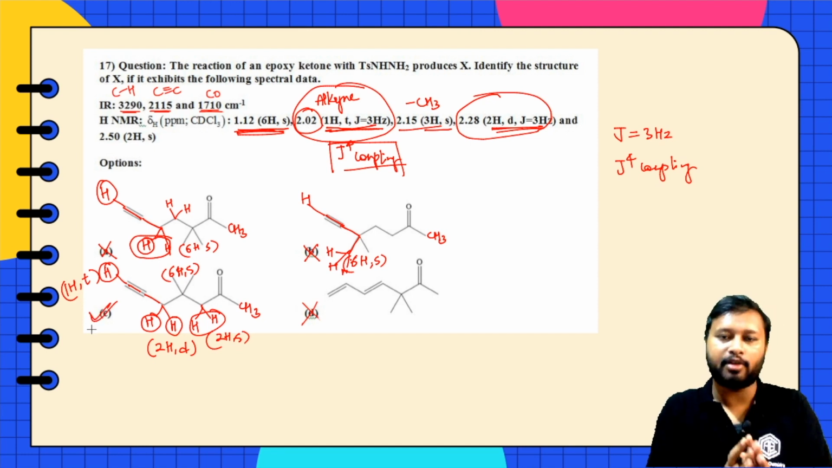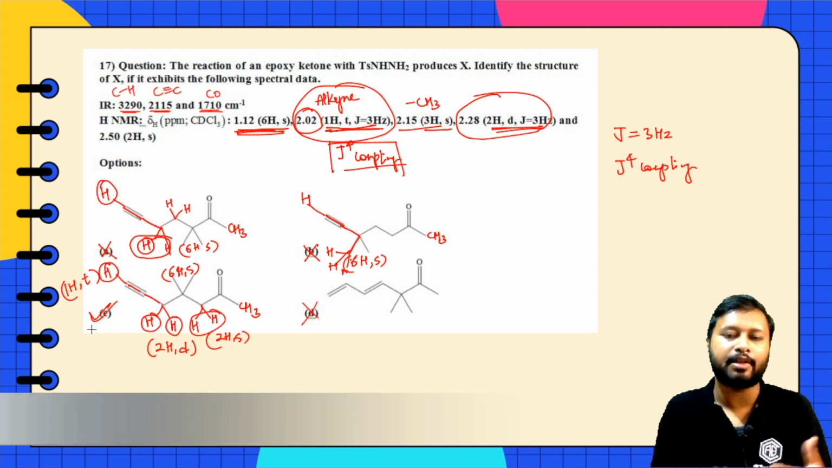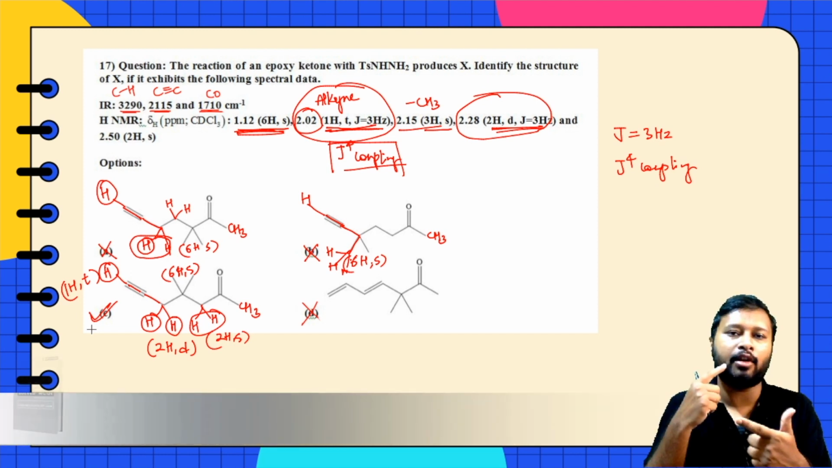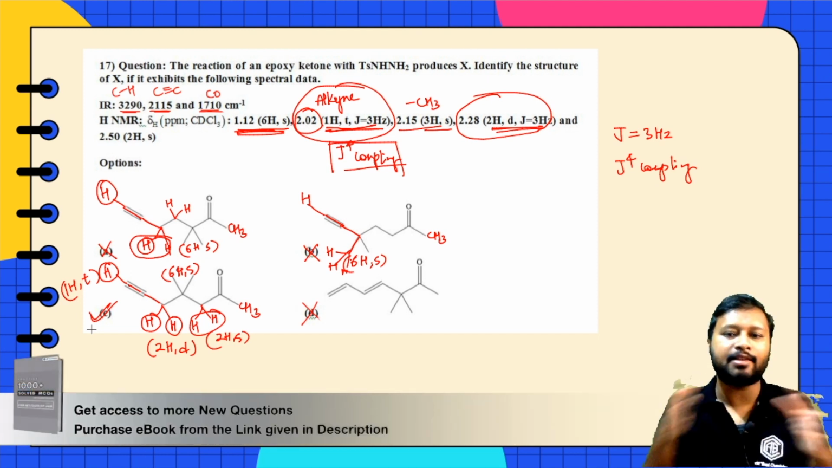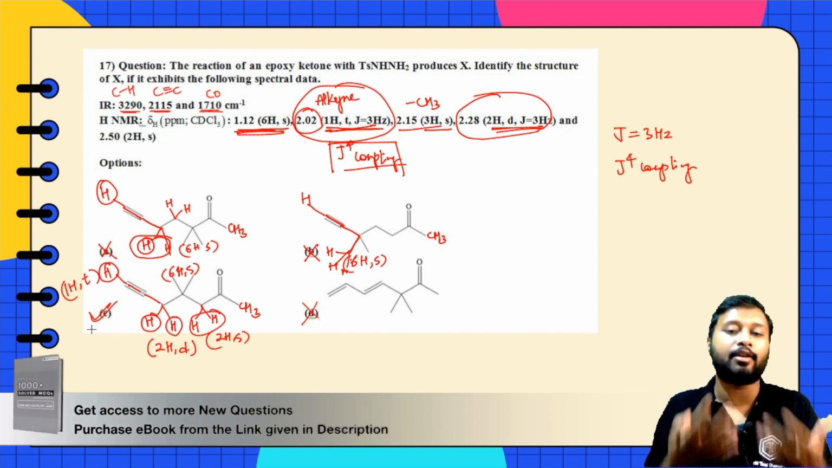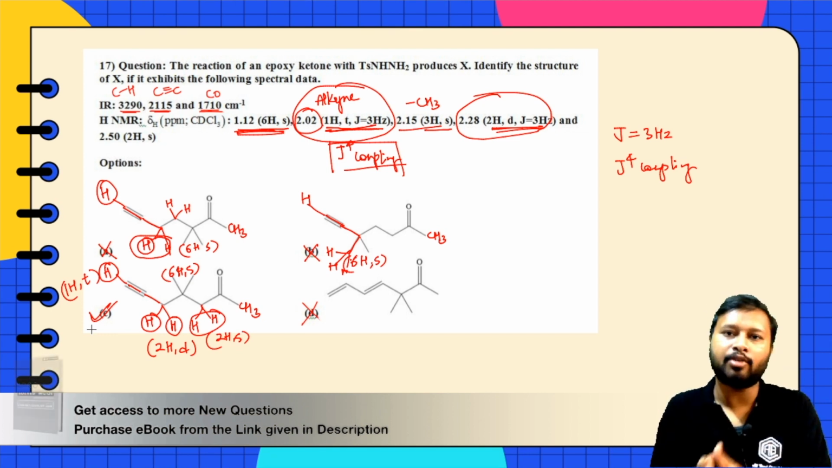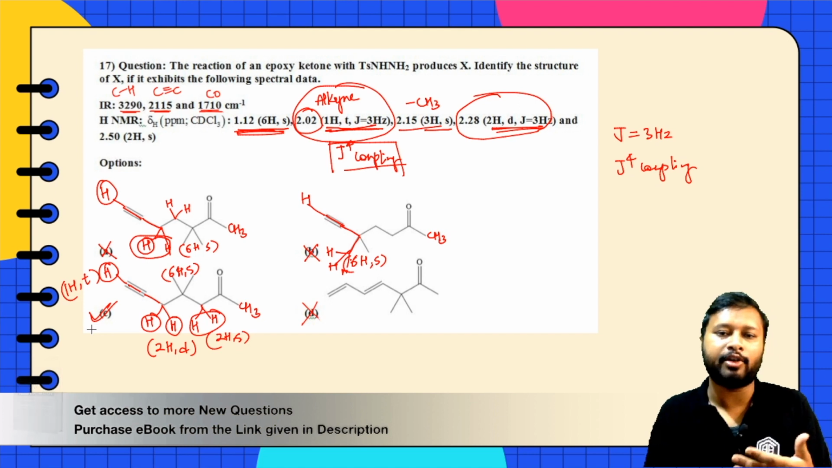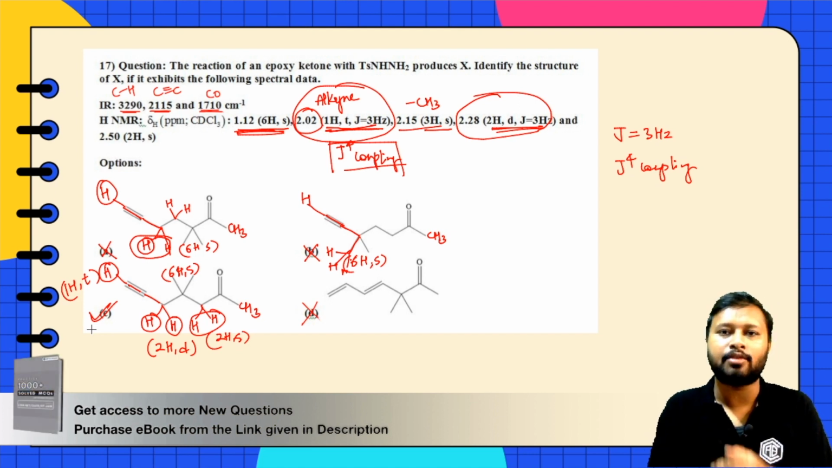It was a little tricky one because of the coupling and all, but you should remember the values and look at what the possible things are. Go with the easy one first: cancel out the options with the help of IR, and then go for the NMR. In the subsequent questions in the video, we will discuss these types of things, so you will be able to understand them in a much deeper way.